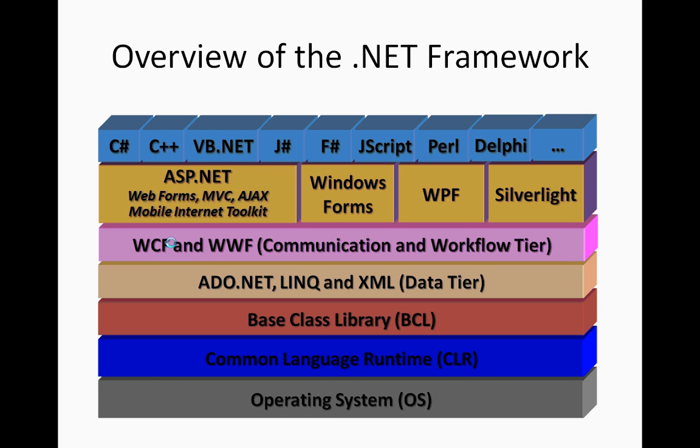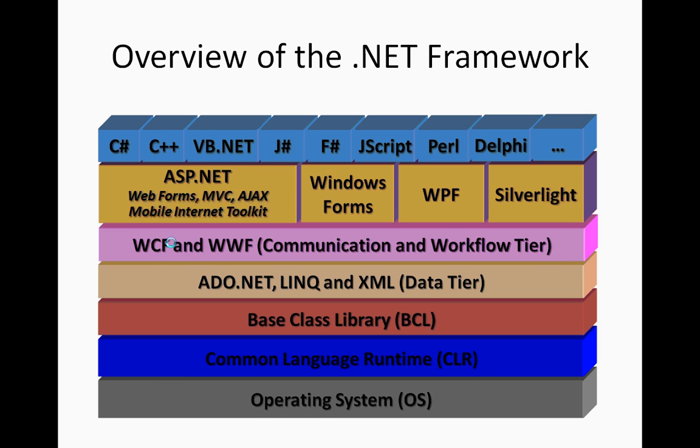So this is about the data type, and .NET offers a wide variety of XML classes which help us to work with XML smoothly. On top of the data type, we have the communication and workflow type, WCF and WWF. WCF is Windows Communication Foundation, and WWF is Windows Workflow Foundation. These two are different technologies which help us to achieve different kinds of communications. Windows Communication Foundation is like an enhanced version of web services, with a lot of features that ease communication.